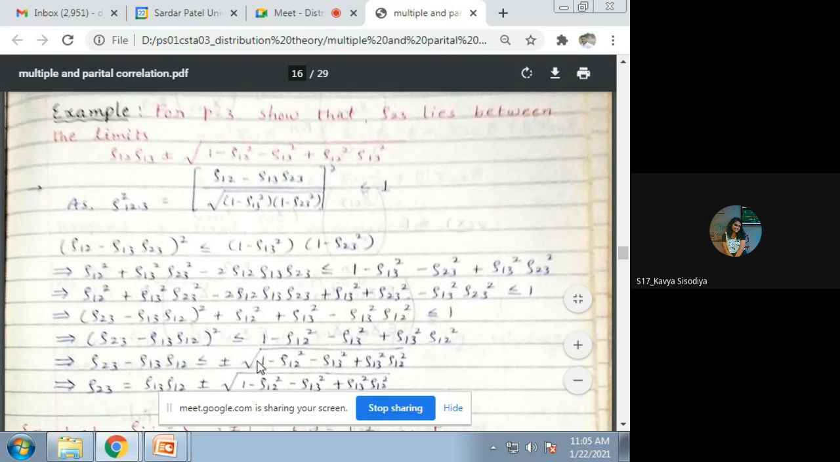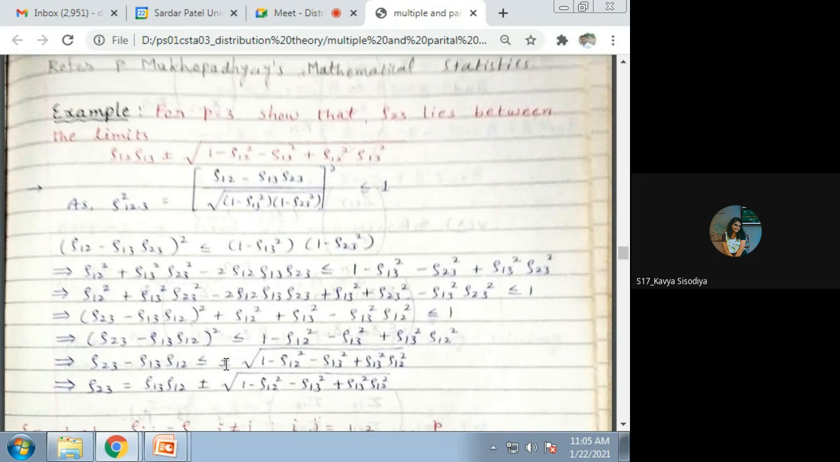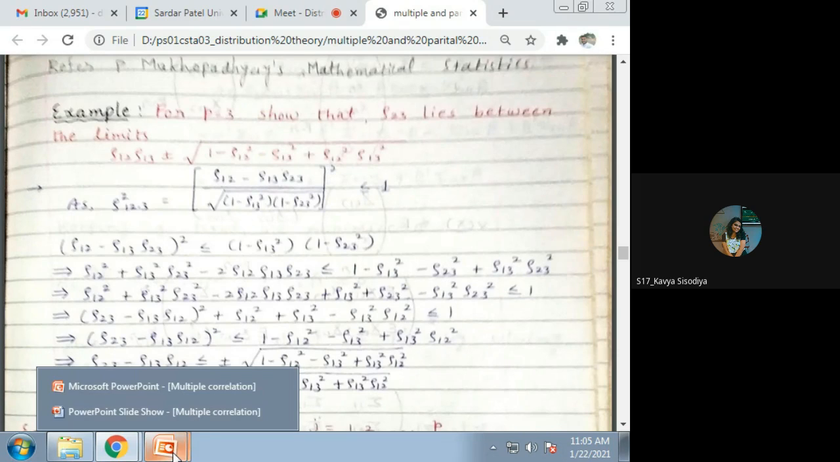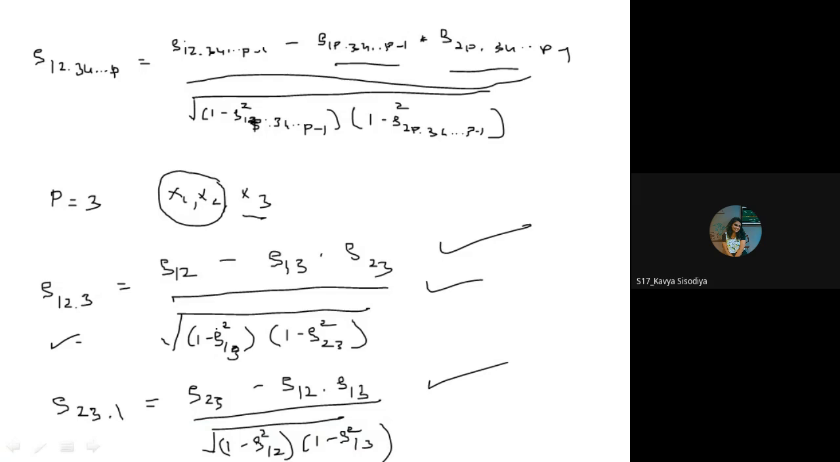If I take the square root on both sides, what happens? This is plus or minus the square root of this quantity. And then I will keep this minus quantity on this side. So what happens? It is rho 1 3 into rho 1 2 plus or minus the square root of this. So that means rho 2 3 is nothing but this. So it is suggesting that rho 2 3 lies between this and this quantity. Okay. Any questions? Anyone? Okay. No questions. Let us move ahead.